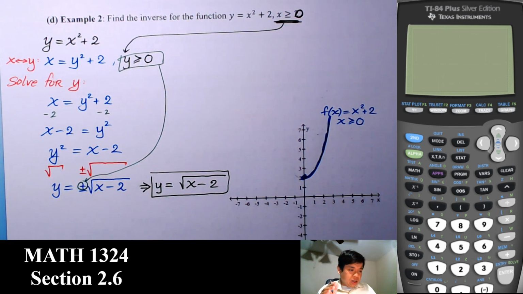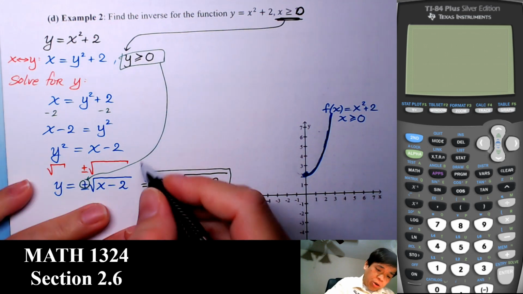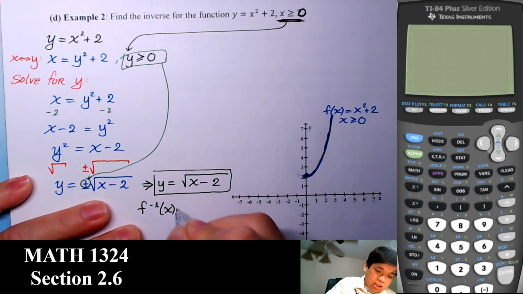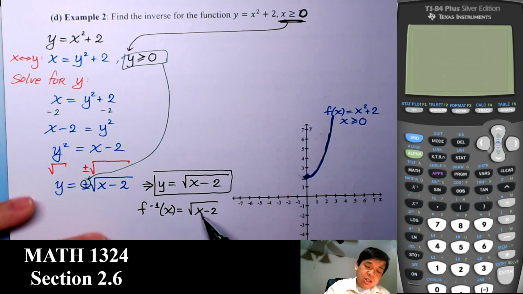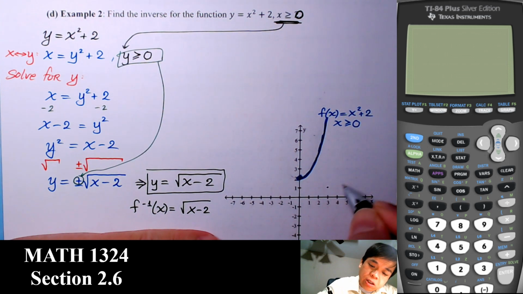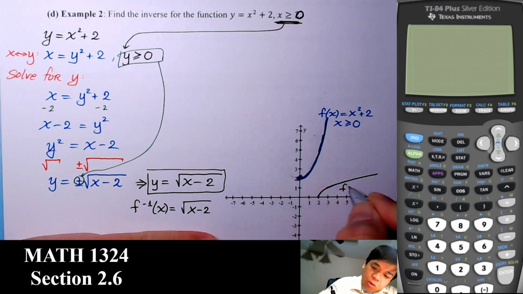So this is a little bit advanced problem, but we end up with this. If we want to use the proper notation, we say f inverse of x equals the square root of x minus 2. And the graph of this is the square root moved 2 units to the right. So this is the graph of the inverse.